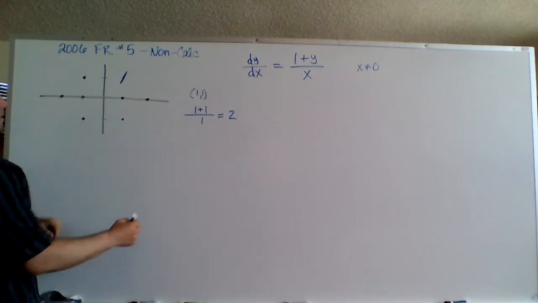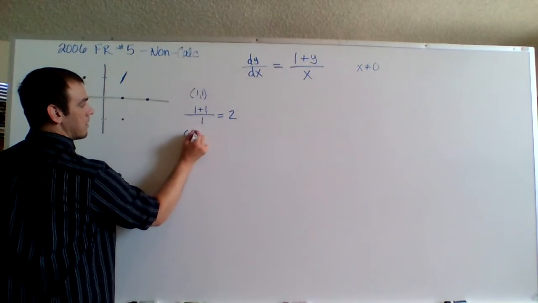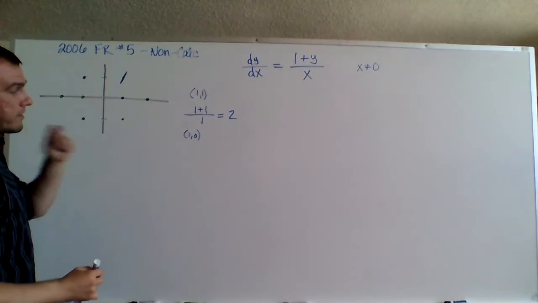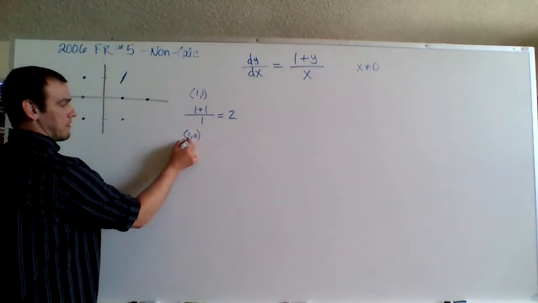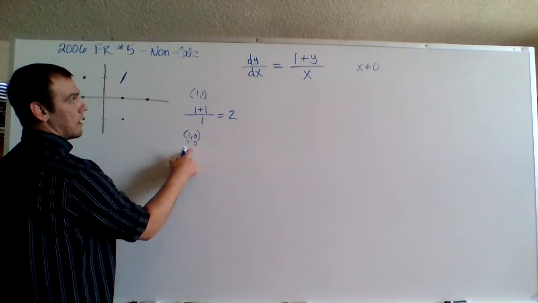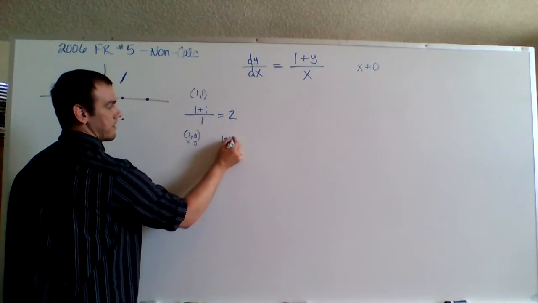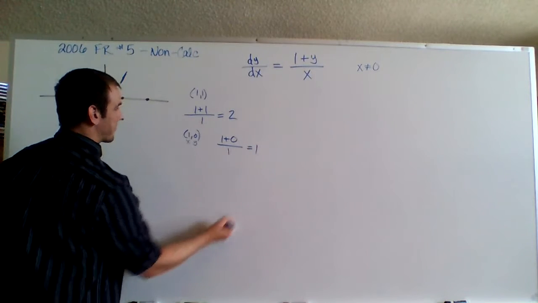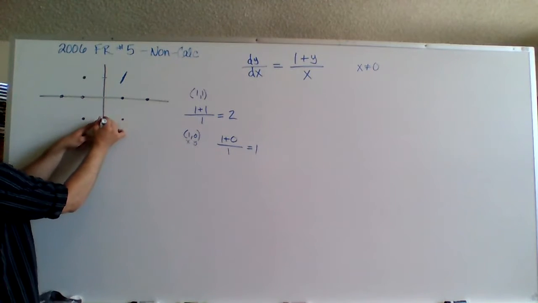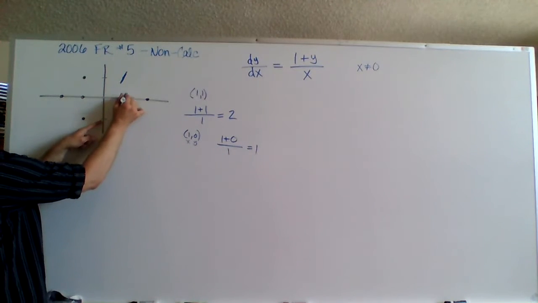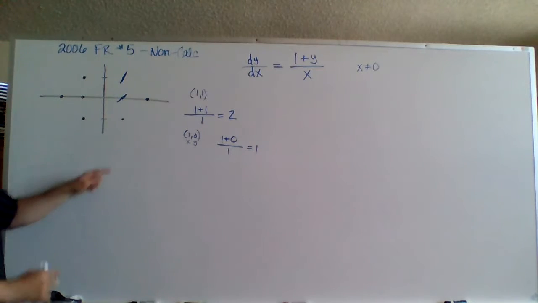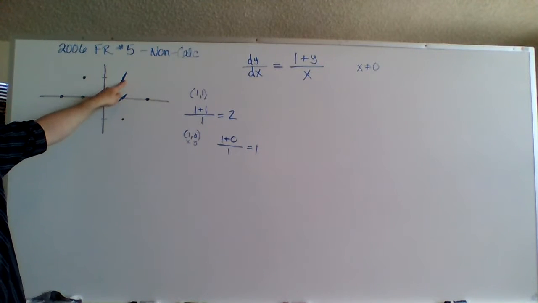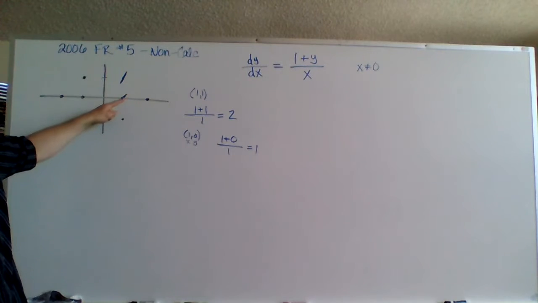This is going to be the point (1, 0). For the point (1, 0), x equals 1, y equals 0. So this is going to be 1 plus 0 all over 1. I should get a slope of 1 there. It should be about 45 degrees, going up like so. So guys, the big thing here is if that's a slope of 2, make sure that is more steep than the slope of 1.